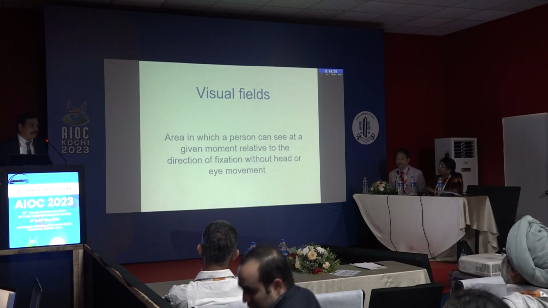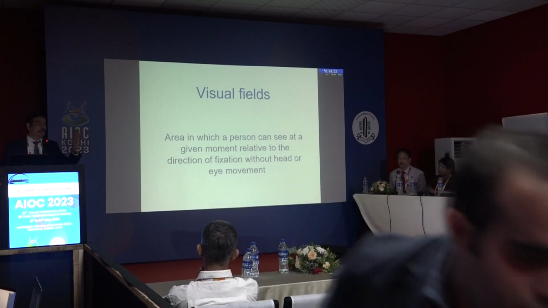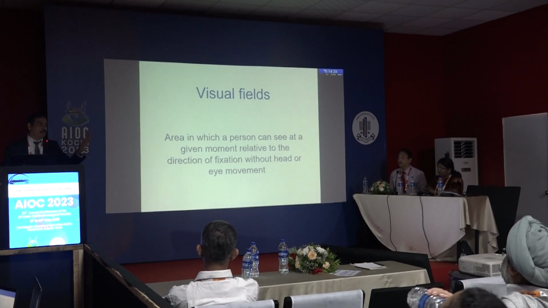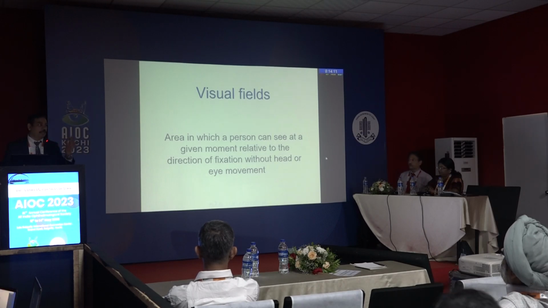The visual field is the area in which a person can see at a given moment. I am just seeing you without moving my eyes. That's the visual field I have. Each eye has its own field of vision, in the direction of fixation without head or eye movement. So I am just staring at you. This is how the visual field is looked at.